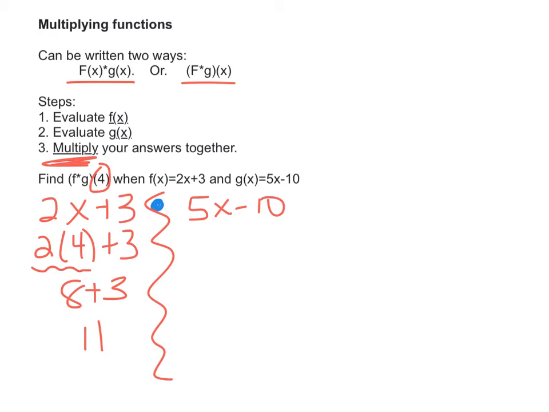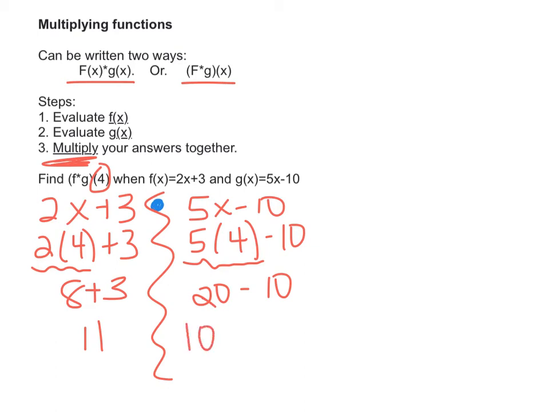Alright, for g of x, I'm going to take out x, plug in 4, bring down my minus 10. PEMDAS tells us to multiply first. 5 times 4 is 20. Bring down our minus 10. 20 minus 10 is 10. Alright, so since we are multiplying, we are going to multiply our answers. 11 times 10 is 110. So we're going to write our answer as we plugged in 4 and we got 110 as our answer.